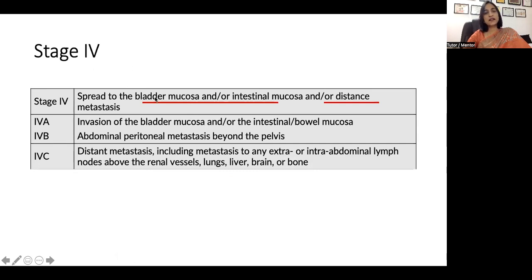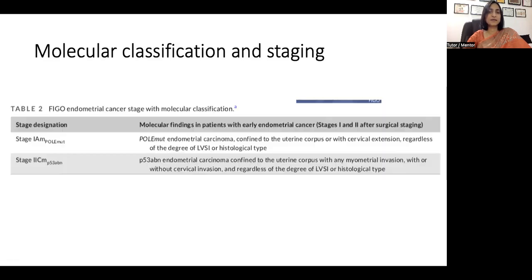Stage 4 is bladder mucosa or beyond that. Stage 4A is bladder or bowel mucosa. 4B is abdominal peritoneal metastasis beyond the pelvis. When it goes beyond the pelvis, it is 4B. And 4C is anything beyond the abdomen and the pelvis.